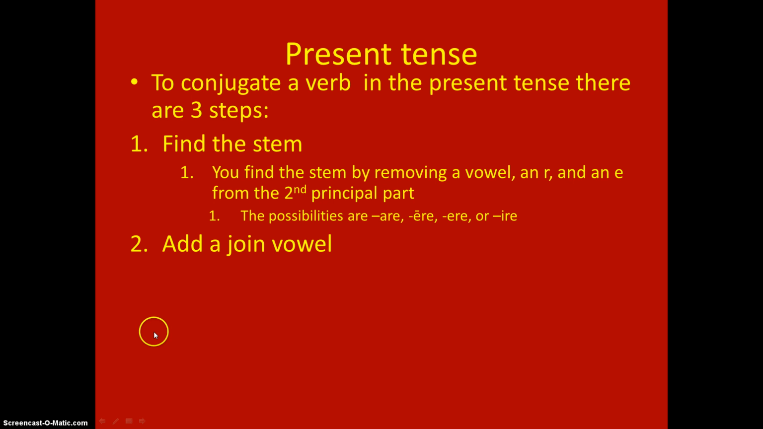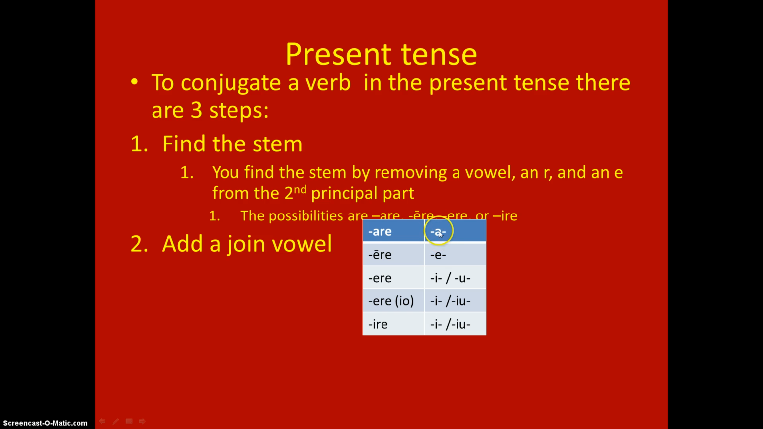Then you'll add a join vowel. The join vowel, if you removed an ARE, is A. If you removed a long ERE, it's E. If you removed a short ERE, it's an I, but once it's a U. And we'll talk about why in a little while. If you removed a short ERE with IO, then it's an I and an IU. Again, we'll talk about the IU in a bit. And if you removed an IRE, it's also I and IU.